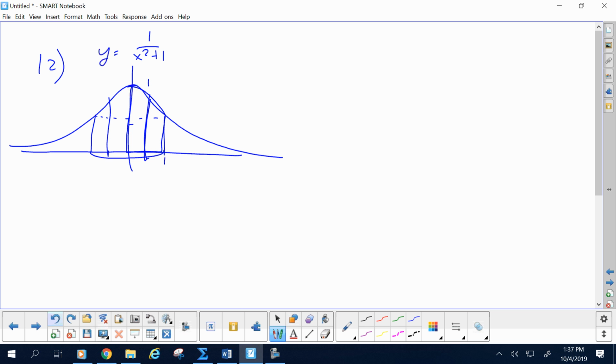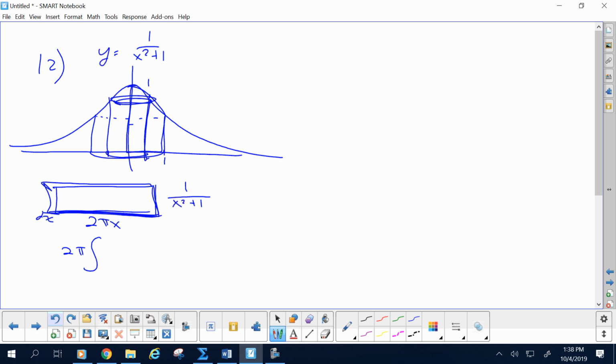Okay? Shell or washer or disk? Shell. Okay? What's the thickness, dx or dy? What's this edge? And what's this edge? So that then is time to integrate. And the limits are always the original region, not the revolved region.